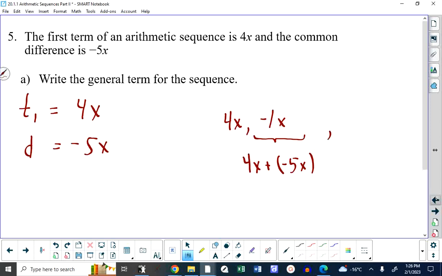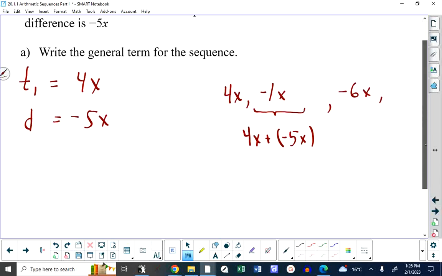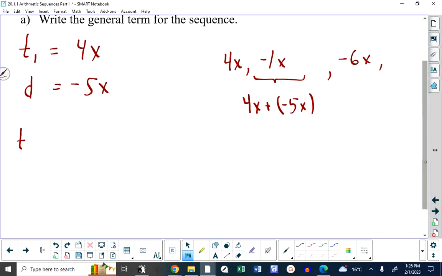Well, what would the next term be? I want to add negative 5x to negative 1x. Well, I get negative 6x. And if you're following along here, I'm pretty much ignoring the x's and saying 4 becomes negative 1 becomes negative 6. It's just that they're x's. So what is the general term? Well, t sub n equals t sub 1 plus n minus 1 times d.